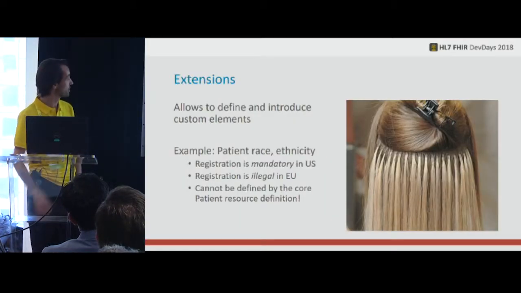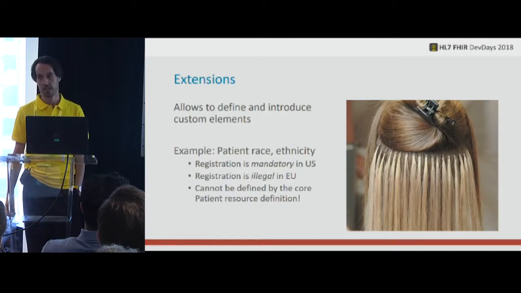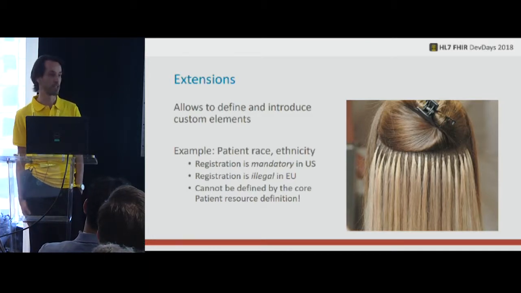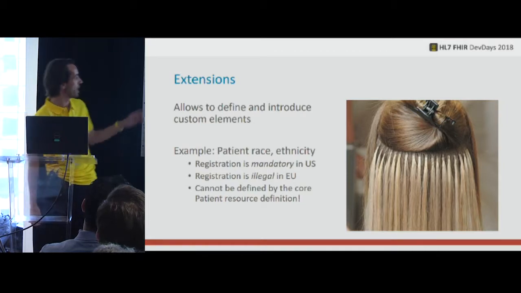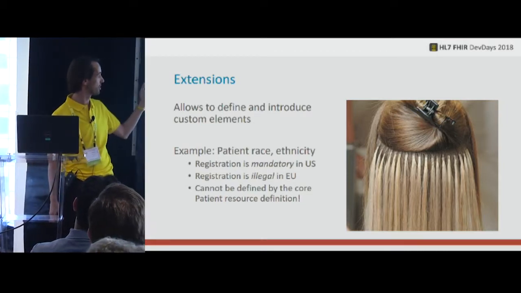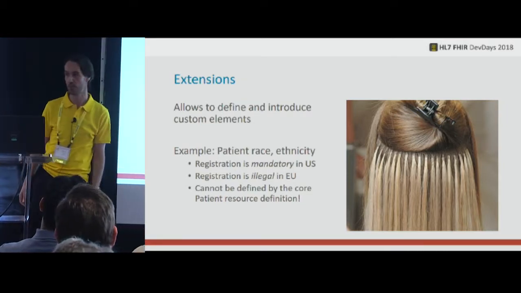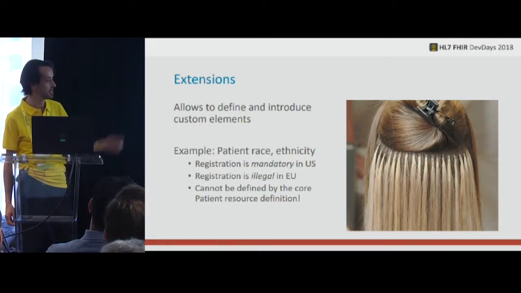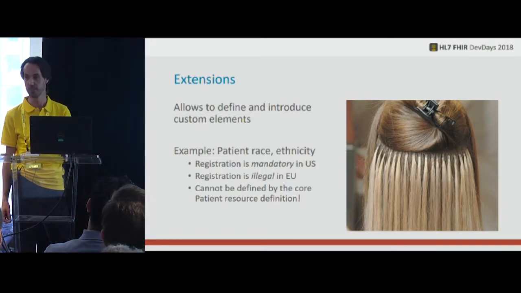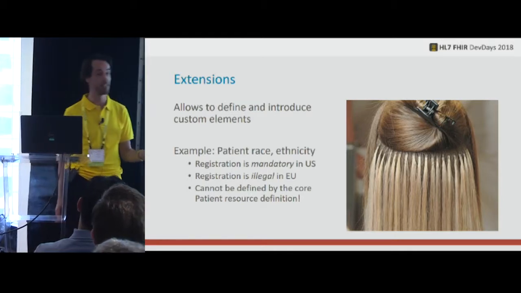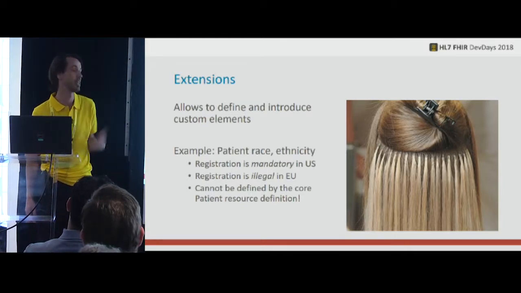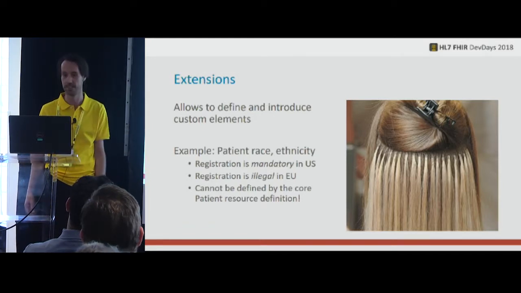So let's go into extensions. Well, sometimes you need some extra fields. So you need to add a field, for example, to the patient. And a very famous example is race and ethnicity. It's mandatory to administer this information in the United States. It's strictly forbidden to administer it in Europe. So we can't put that in the standard.